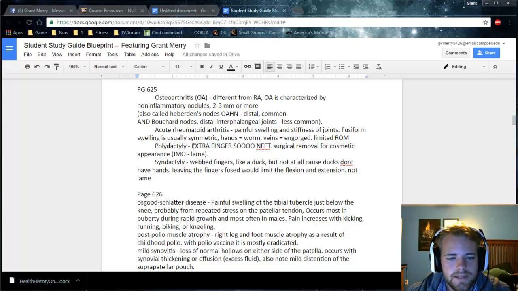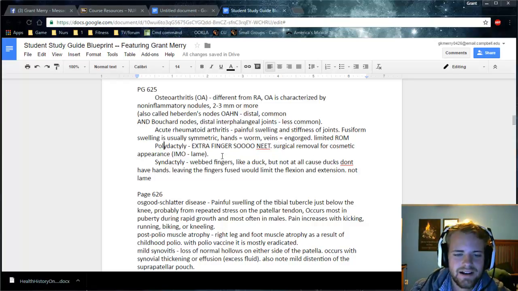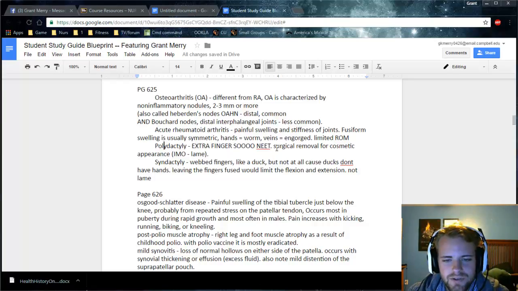Polydactyly is an extra finger, which is so neat. In my opinion, doesn't polydactyly sound like a dinosaur? Kind of sounds like a dinosaur to me. I must be thinking of pterodactyl, but it's an extra finger, which is surgically removed for cosmetic appearances.